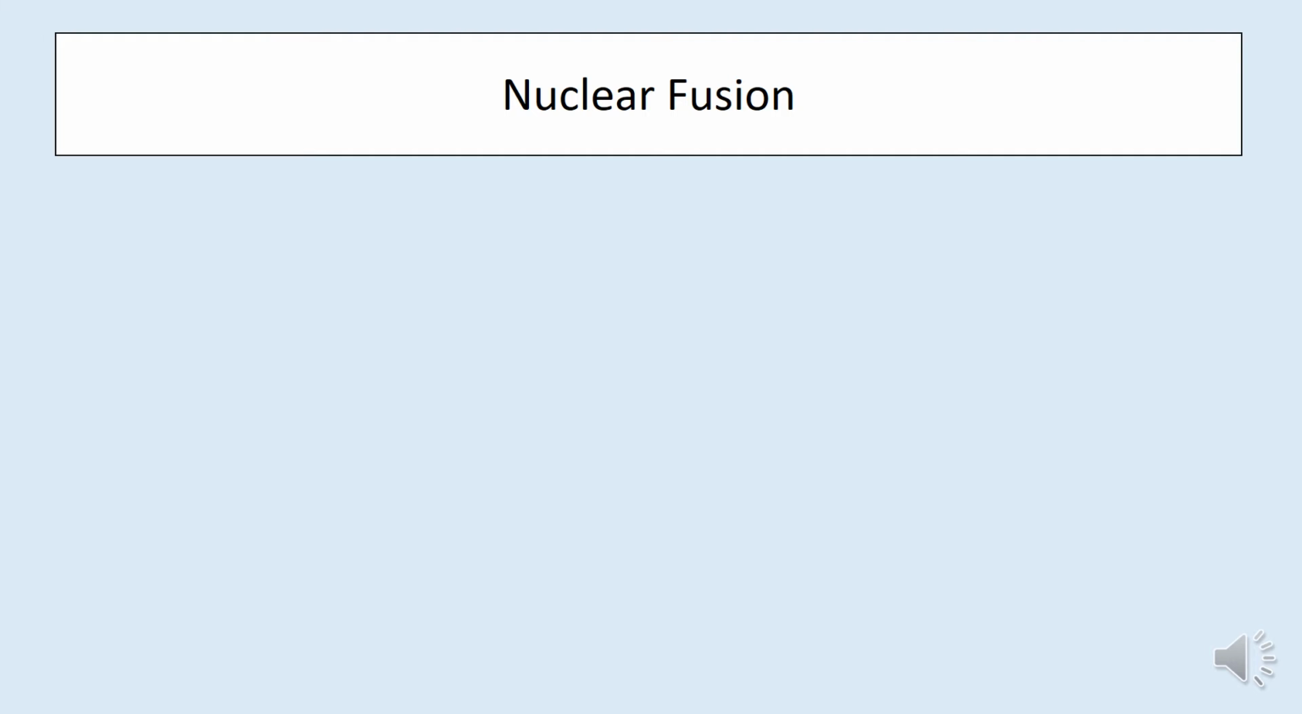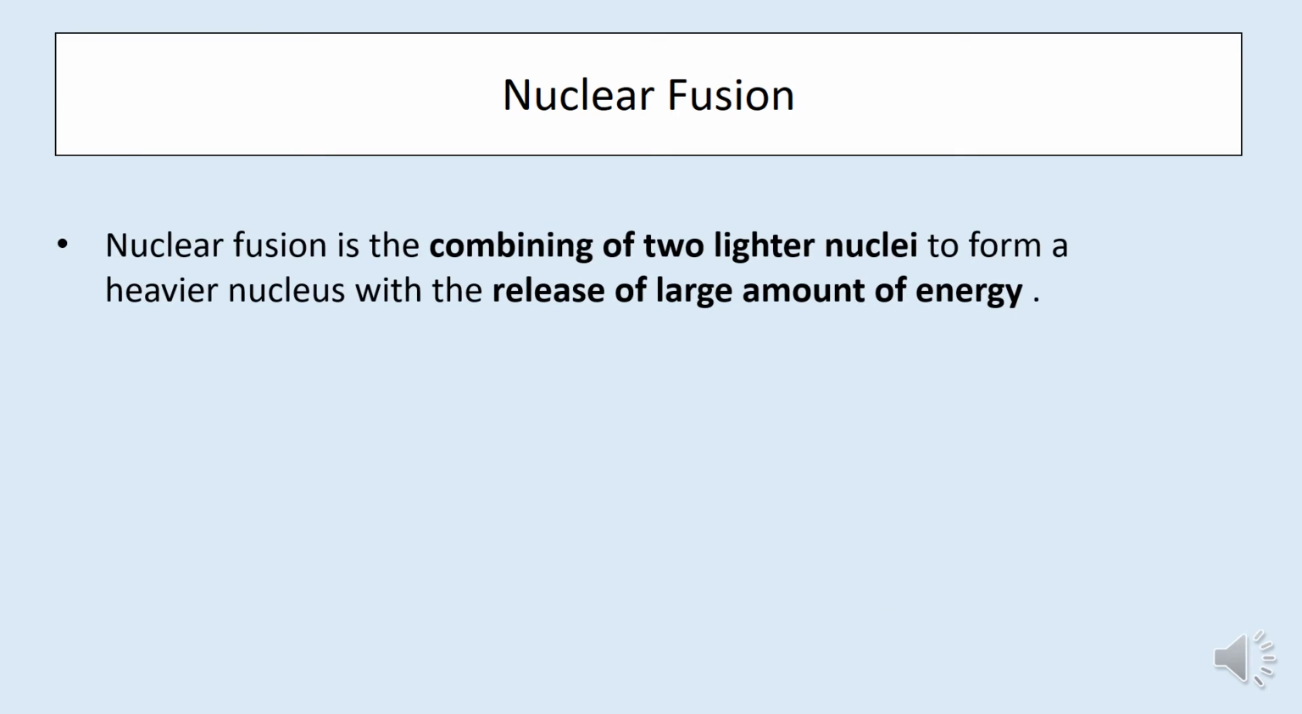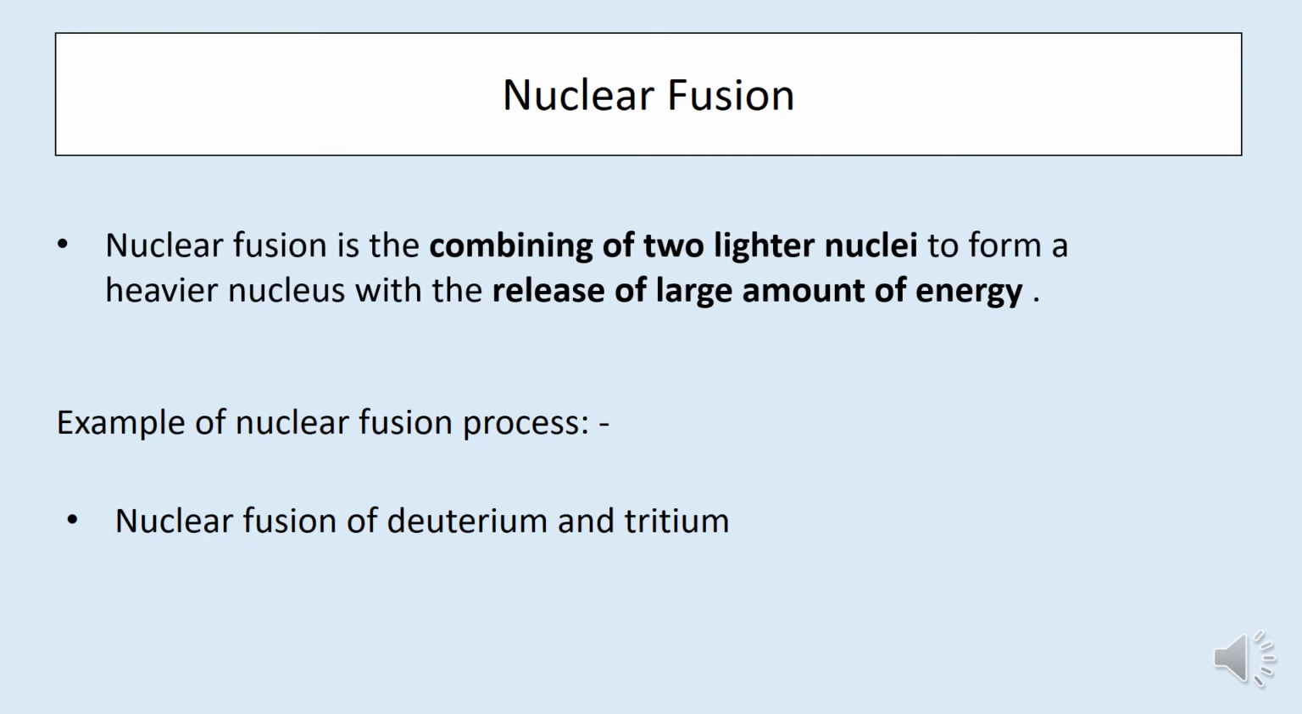The second type of nuclear reaction is nuclear fusion. Nuclear fusion is the combining of two lighter nuclei to form a heavier nucleus with the release of large amount of energy. The example of nuclear fusion process is nuclear fusion of deuterium and tritium.